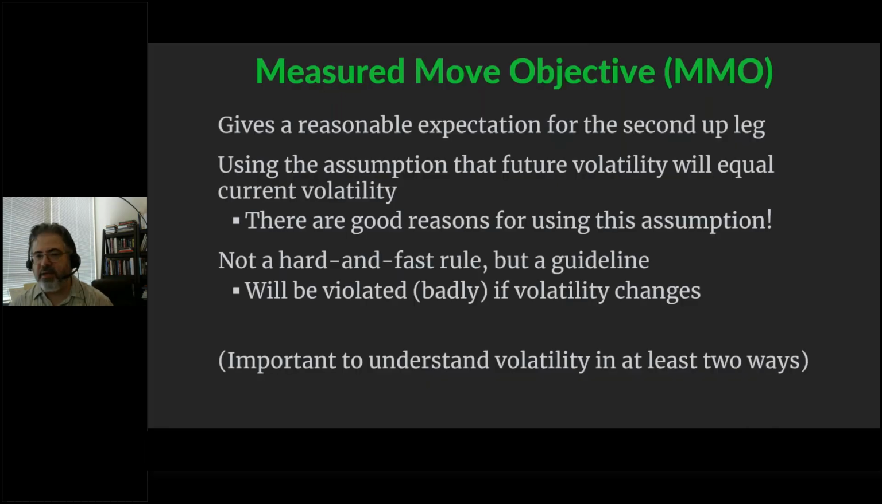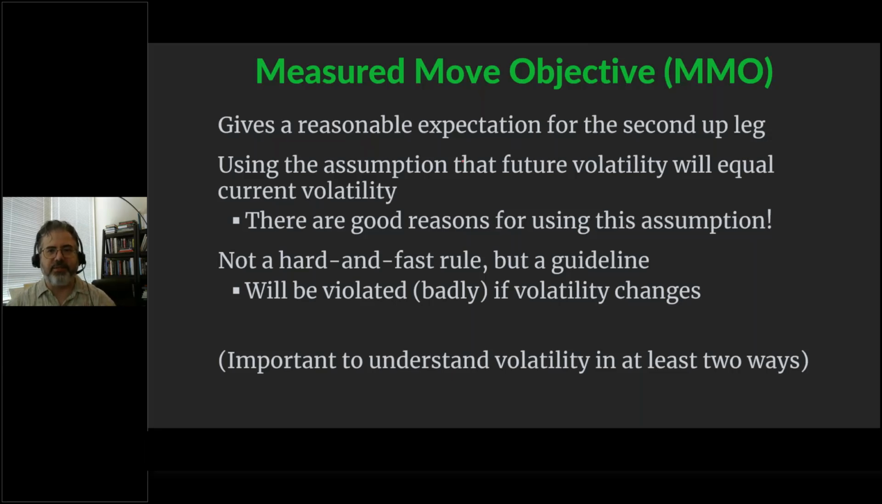So what's going on here is that the measured move objective is a useful way to look at markets because it gives us a reasonable expectation. I'm saying for the second up leg here, in this kind of structure, that is what I just labeled leg 3. So you have leg 1, and then the pullback itself would be leg 2. But just to be clear, that's what I mean here. It's a reasonable expectation. It is not a hard and fast rule. It is not a line in the sand.